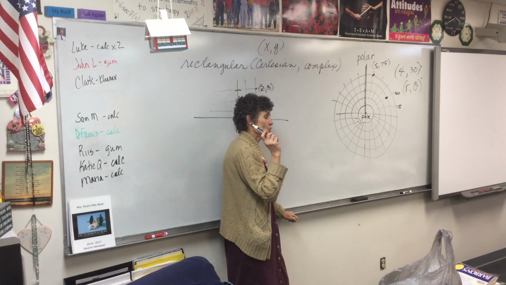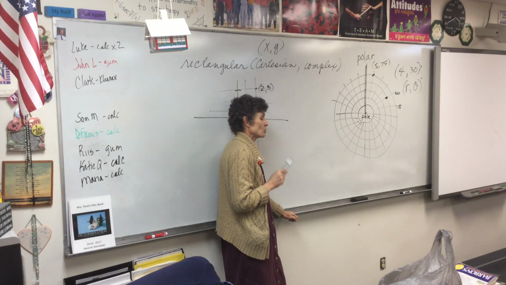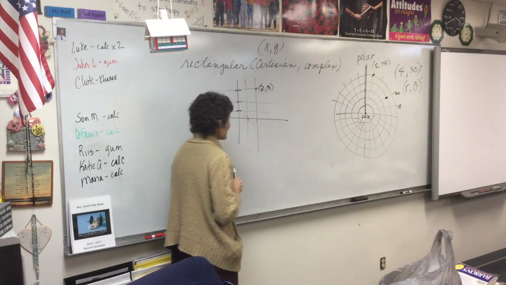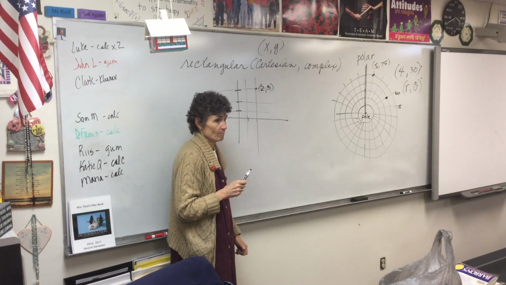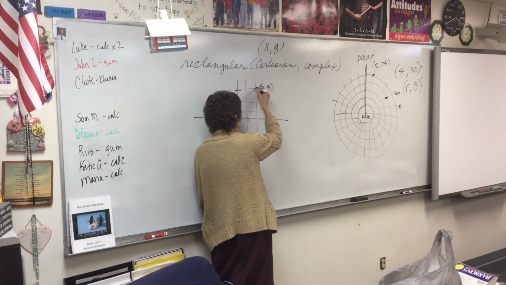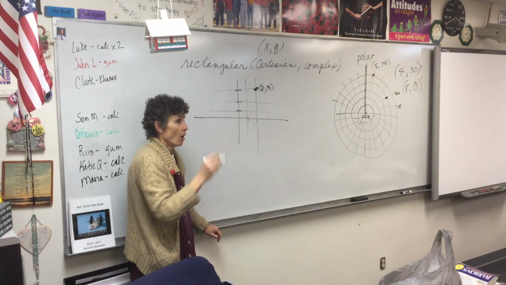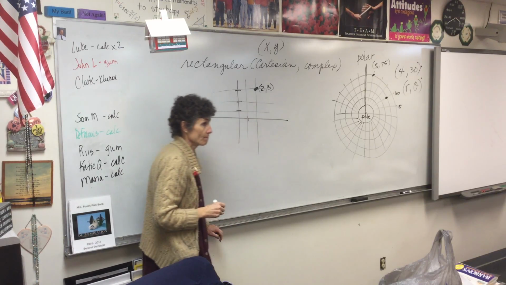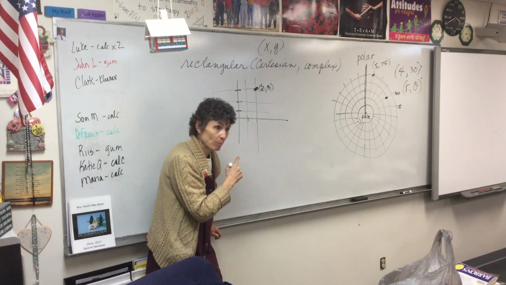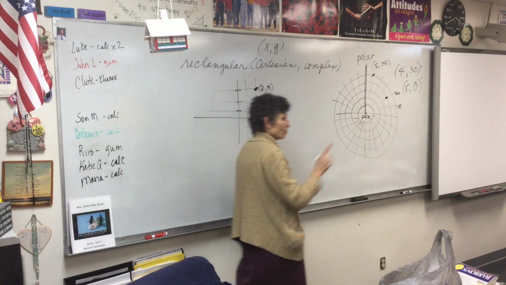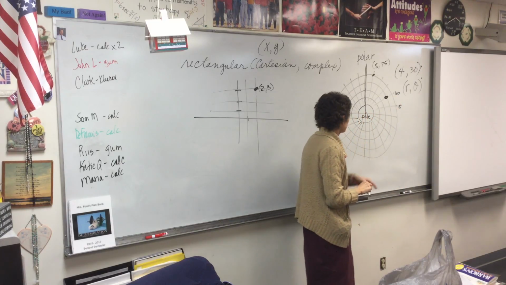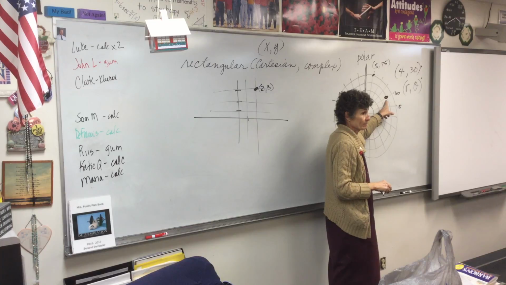Now, one huge difference between rectangular and polar coordinates is that if I asked 1 million people who are reasonably intelligent to give me the coordinates of this point, all 1 million of them would say 2, 3. There is no other way to name that point. But in polar coordinates, there's a lot of ways to name this point right here.